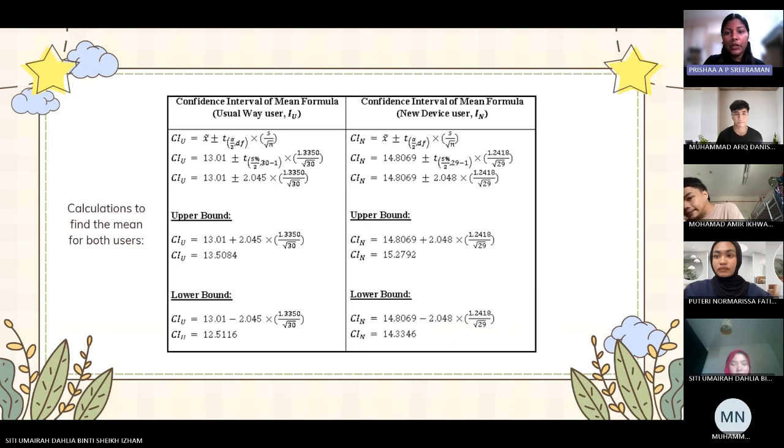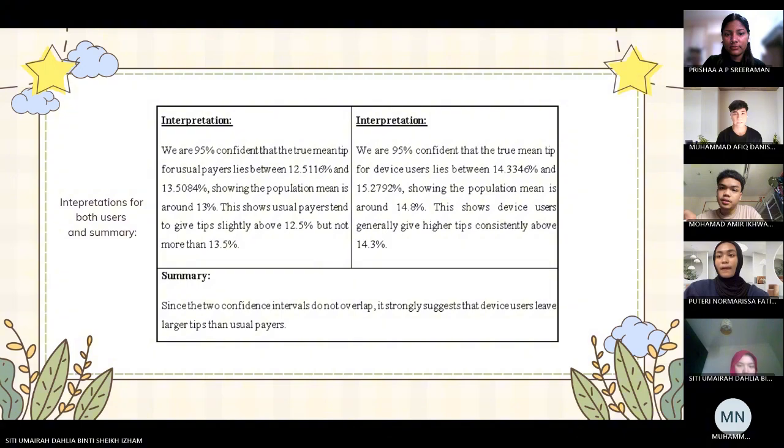On the next slide, we apply the formula to both the usual payment group and the new device user group. Using the mean, standard deviation, and sample size, we calculate the standard error, then multiply it by the t-critical value. This gives us the lower and upper bounds for both groups. From the results and interpretations, the confidence interval for each group shows the range of their true tipping percentage. If the intervals overlap, the difference is not significant. But if they are far apart from one another, it suggests device users tip differently from the usual way.